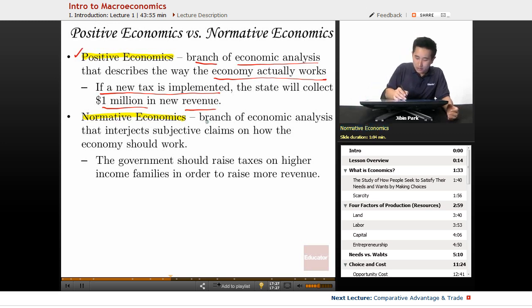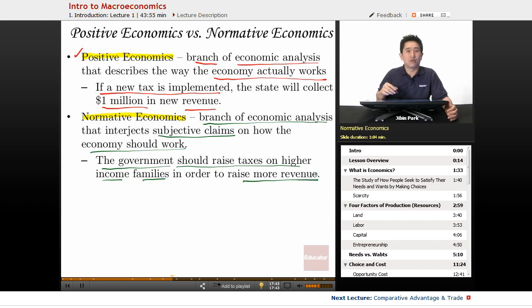Whereas normative economics is a branch of economic analysis that interjects subjective claims on how the economy should work. So a normative statement would be: the government should raise taxes on higher income families in order to raise more revenue. So again, here is a normative claim saying that one system of taxation is better than another. So this is saying that basically a progressive tax system is the best way to go. And whether or not that's true or not, you're free to have your own opinion on that, but this is what a normative statement would be.